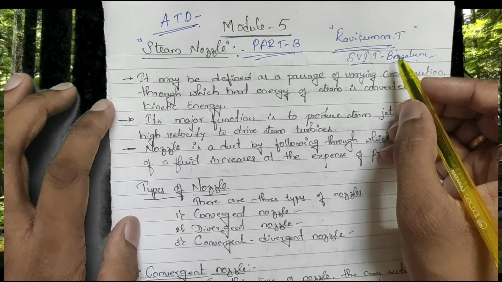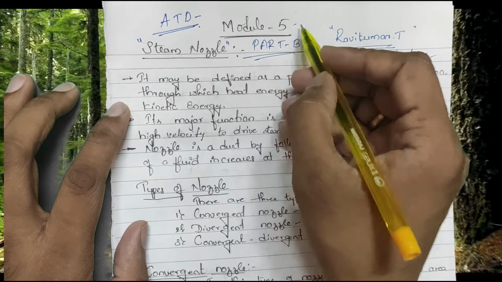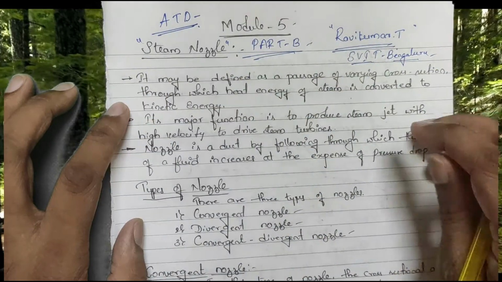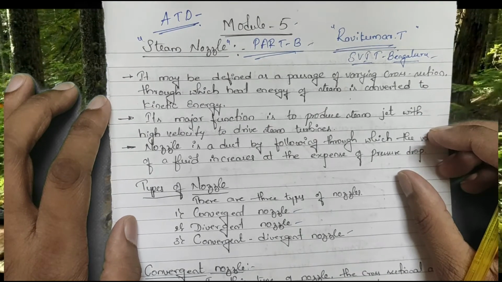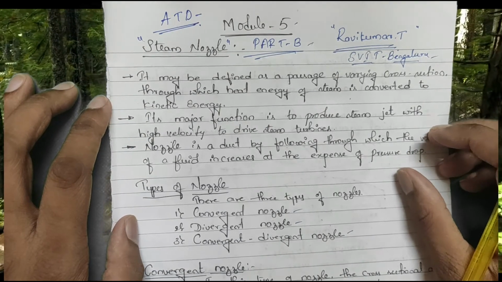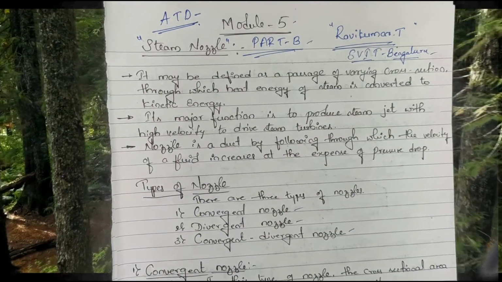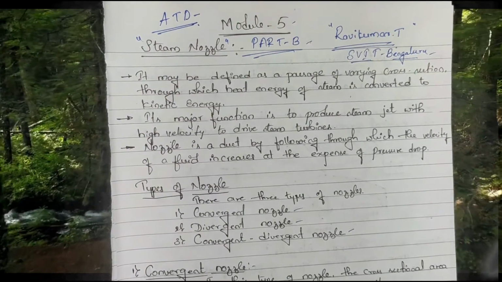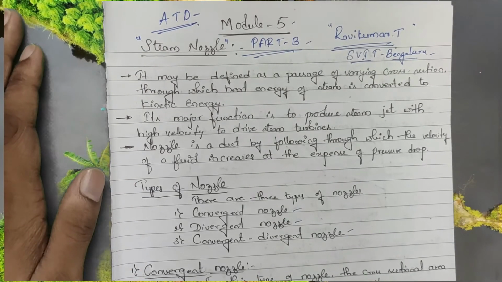So today I am here to explain Applied Thermodynamics, Module 5, Part B. Module 5, Part B is the steam nozzle. So we shall see what a steam nozzle is. A nozzle has a varying cross section, which is used to convert the heat energy of the steam to kinetic energy.